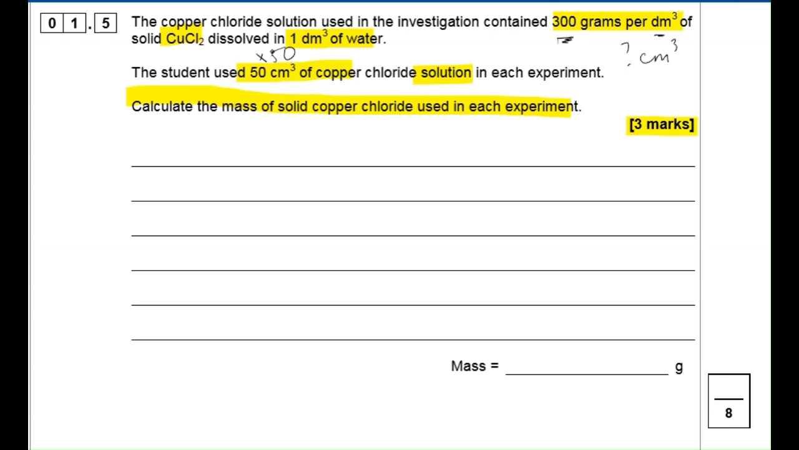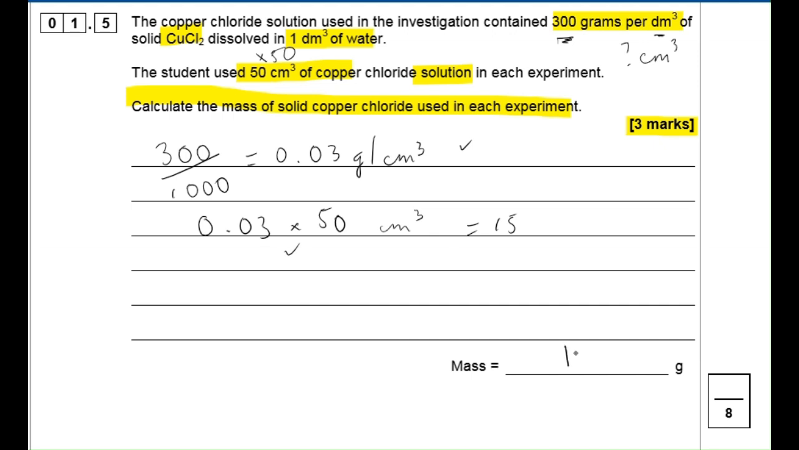So 300 divided by 1,000 gives 0.03 grams per cubic centimetre. Then we simply have to multiply that number by 50 and we will get our answer of 15 grams. So we get 1 mark for the first calculation, 0.03, 1 mark for multiplying it by 50 and 1 mark for the final answer of 15 grams.